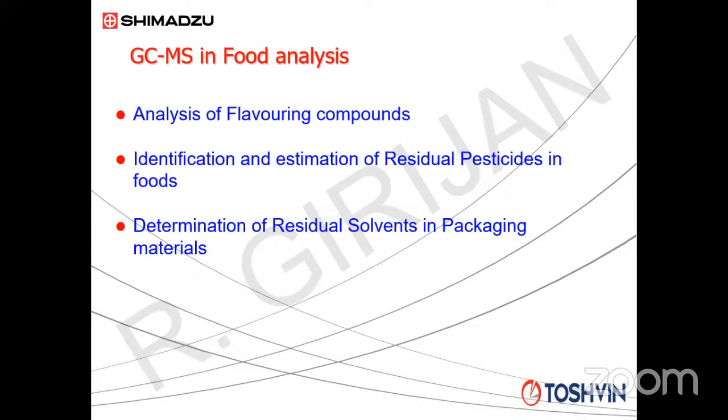Identification and estimation of residual pesticides in food, which is a global problem today. Whatever we are eating, whatever we are drinking, they all contain pesticide residues. It's a global problem. There are a lot of regulations, European Union regulations, FSSAI regulations, regarding food quality. And nowadays this is normally done by GCMS-MS or LC-MS-MS. Similarly, determination of residual solvents in packaging material. That's also a very, very important application in the food industry, which we can do by GCMS in combination with a headspace sampler.